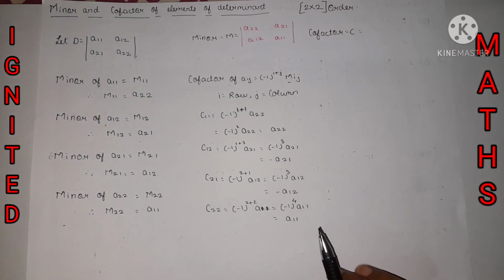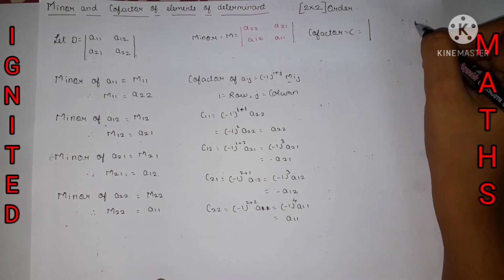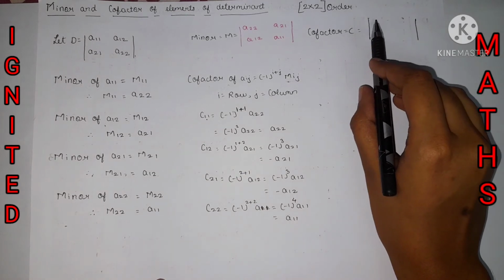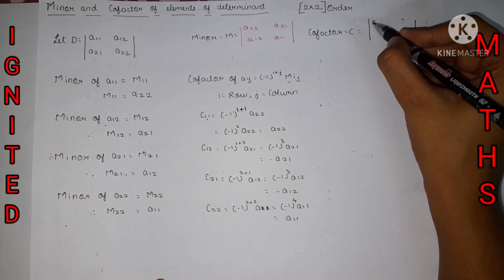We have come across even the cofactor elements. Now let's represent them in the determinant. Yes. Now the cofactor of the first row and first column will be mentioned at the first row and first column of the determinant. The value is the A22 element.